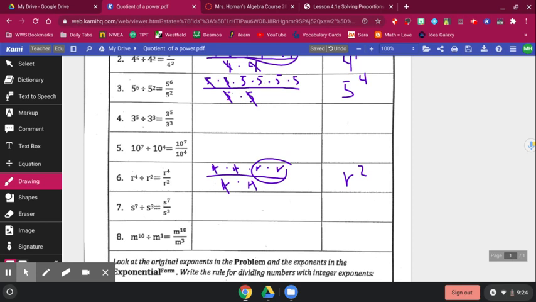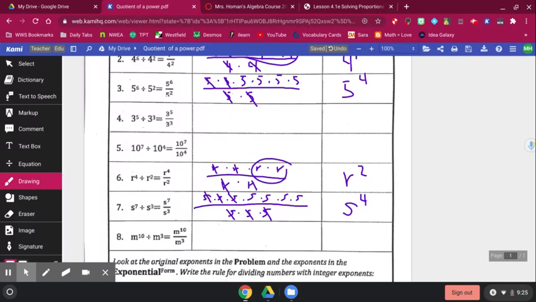Let's look at number 7. Number 7, we have 7 s's on the top. 1, 2, 3, 4, 5, 6, 7. Again, these are all being multiplied. And we have 3 on the bottom. 1, 2, 3. An s cancels with an s on the top and on the bottom, top, bottom. We're left with s to the 4th because there's 4 s's left.